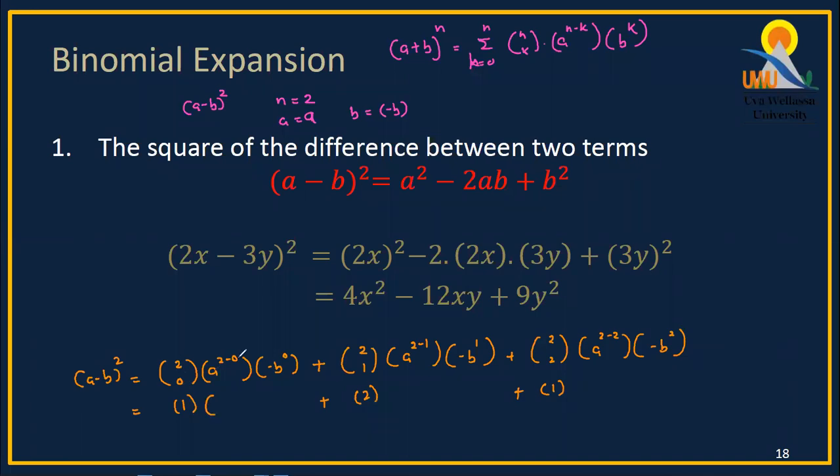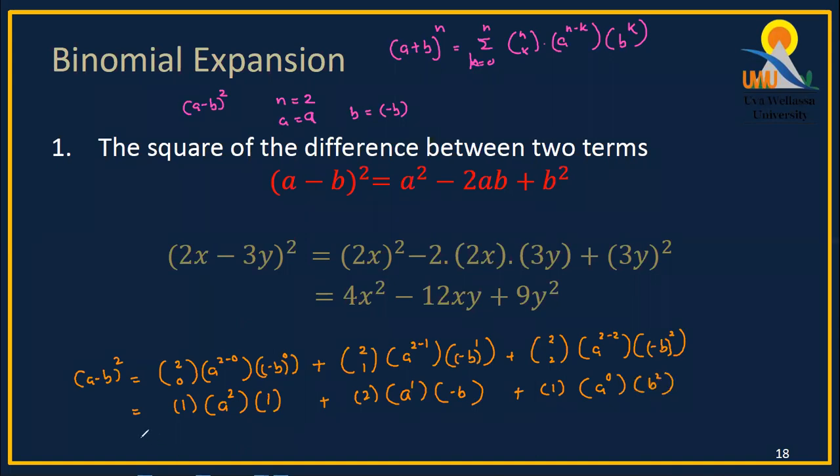Then a to the power 2 minus 0 means that it is a squared. We know that the 0th power of any value gives the value 1. Then here you can see a to the power 2 minus 1 is a to the power 1, which equals a. Then minus b to the power 1 equals minus b. Here a to the power 2 minus 2 is a to the power 0. Then minus b squared, here minus b times minus b gives the value plus b squared.